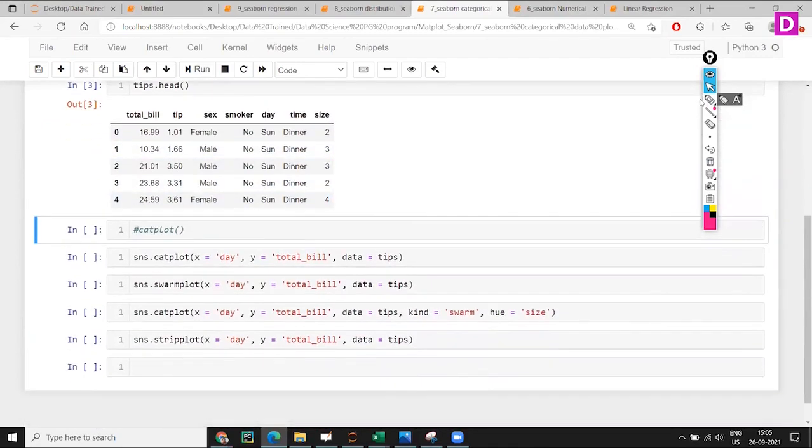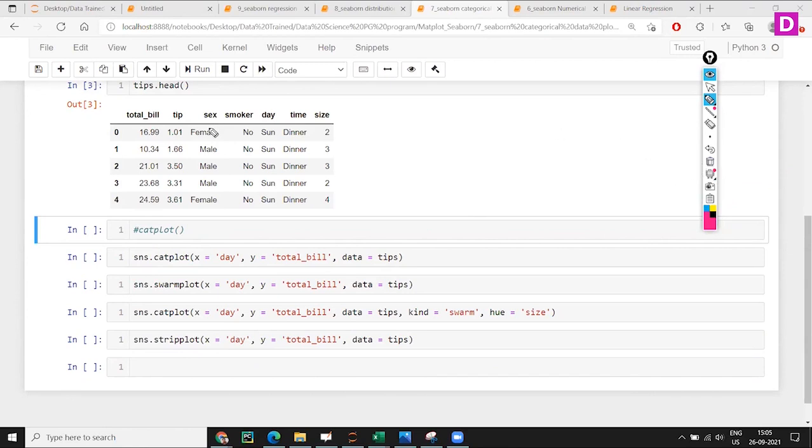Now let's try to understand cat plot. So cat plot means categorical plotting. So sns.catplot. So let's understand cat plot. So whenever I say cat plot, it's a category, right? We are going to deal with a category.